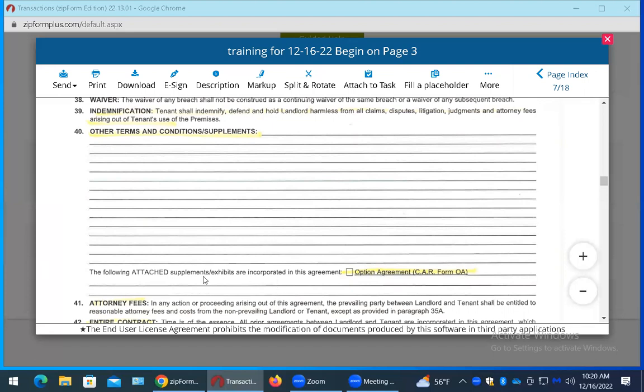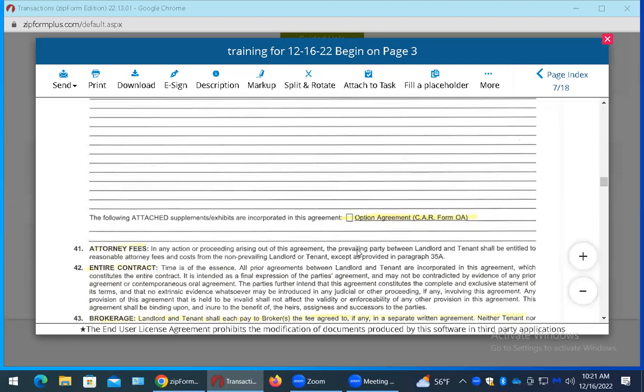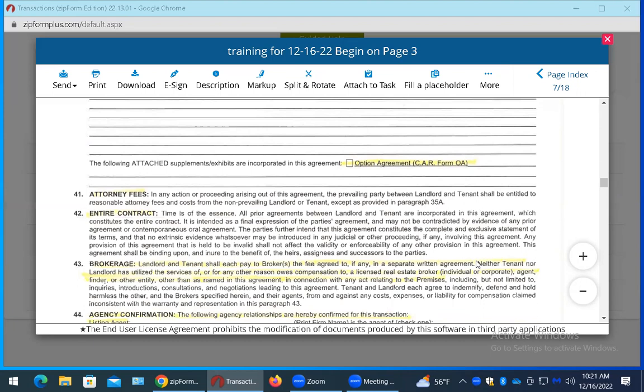Okay. So the following supplement is attached. This is an option to buy, and I'll briefly show you that at the end. I've never checked this on a lease, but at any rate, it's there for you, and I'll show you the CAR form on that. Attorney fees: if any action or proceeding arises out of this agreement, the prevailing party between landlord and tenant shall be entitled to reasonable attorney fees and costs from the non-prevailing party.